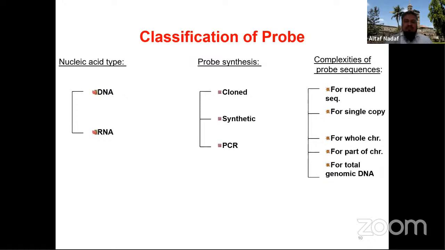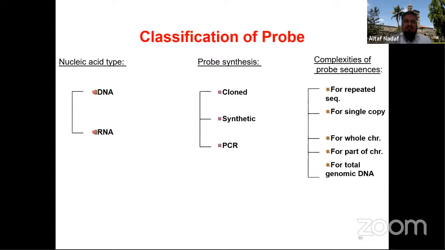First is called nucleic acid probes. Those can be either DNA or RNA probes. Based on the synthesis pattern of the probes, three different types are identified. Suppose you are cloning your DNA sequence into a vector and then synthesizing the probe based on that, that is called a cloned probe. Then a synthetic probe: based on the already available information of the genome, you can design the probe with the help of commercial companies. That is called a synthetic probe.